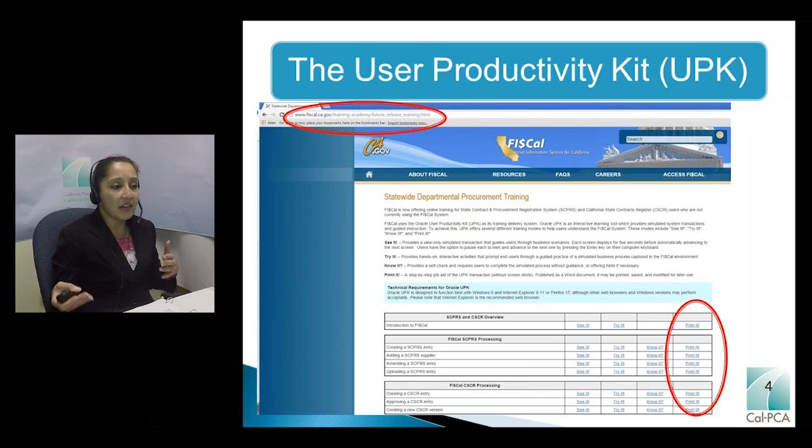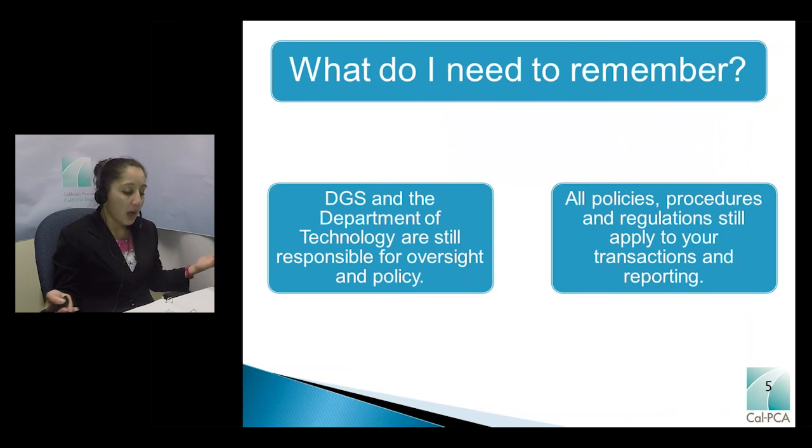So the first thing I like to talk about is, what do I need to remember? Your procurement and your reporting, what we're all used to doing, even before Fiscal, will still be guided by policies set forth by DGS and the Department of Technology. So the State Contracting Manual, codes and regulations all still apply to your procurements and reporting. The only real thing changing is going to be the system we're reporting within.